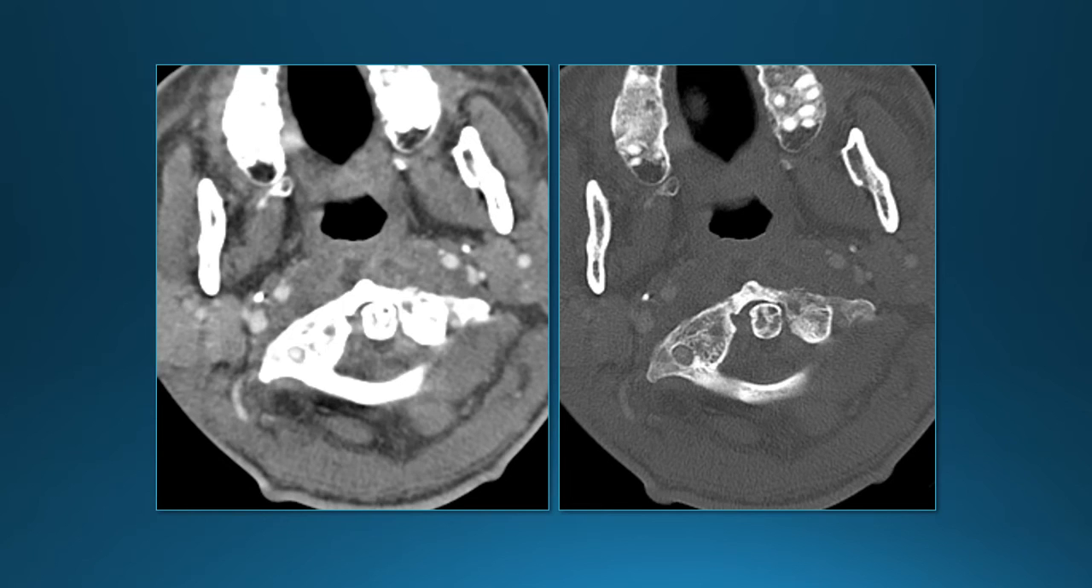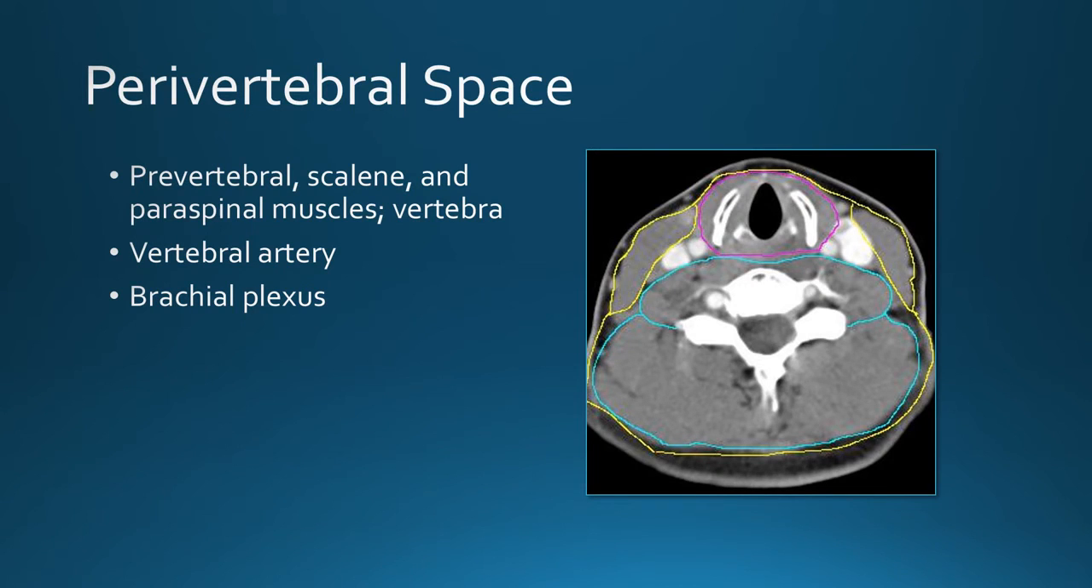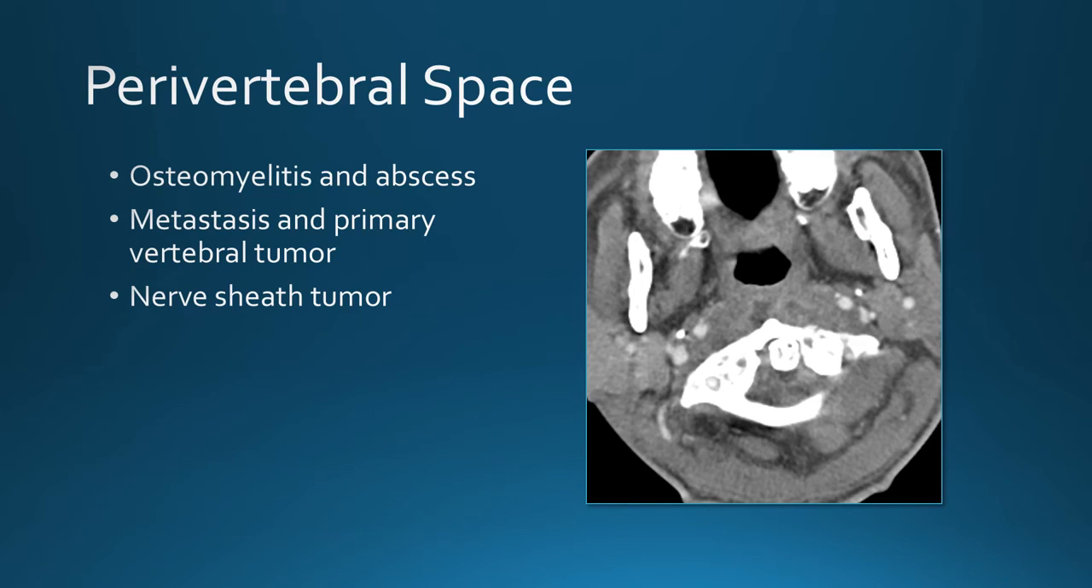Next space, here's the mass. It's in front of the spine here. So here we're dealing with a lesion in the perivertebral space. So what's normally in this space? The prevertebral, scalene, and paraspinal muscles, the vertebrae, vertebral artery, and the brachial plexus. Pathology: infection, osteomyelitis, and abscess, metastasis to the spine, as well as primary vertebral tumors and nerve sheath tumors.